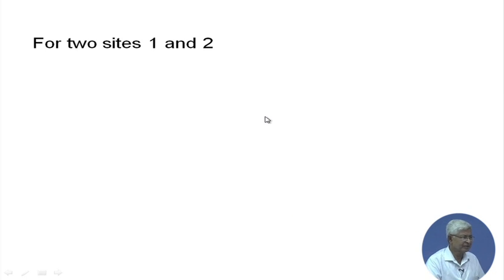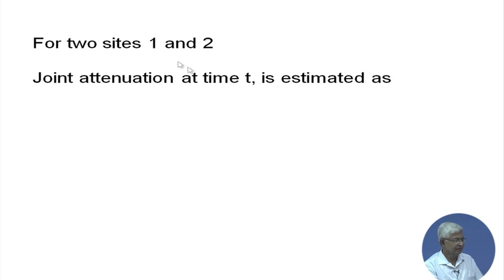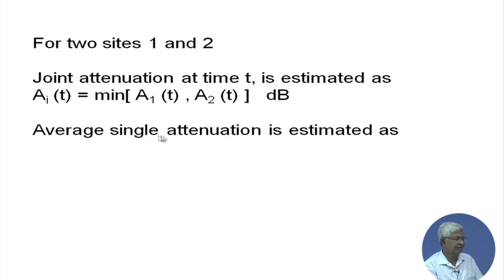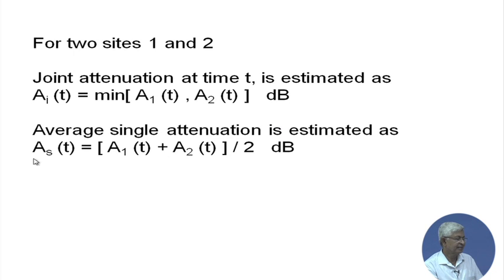We'll show you very quickly some models proposed by the International Telecommunication Union for this type of diversity. Let us take two sites, site 1 and 2, and the joint attenuation at time t is estimated as Aj. That is, Aj as a function of t is the minimum of A1(t) and A2(t) in dB, and the average single attenuation is estimated as As, that is single attenuation. So As(t) is A1(t) plus A2(t) divided by 2, in dB.